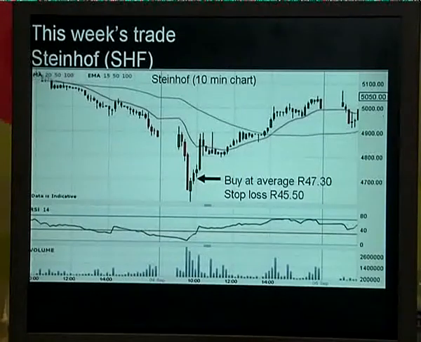I went along, bought at 47.30 Rand and put a stop loss out the way at 45.50 Rand. And it worked really well for us, and we actually did end up selling it out the same day, just shy of 50 Rand, which I'll come back to now.